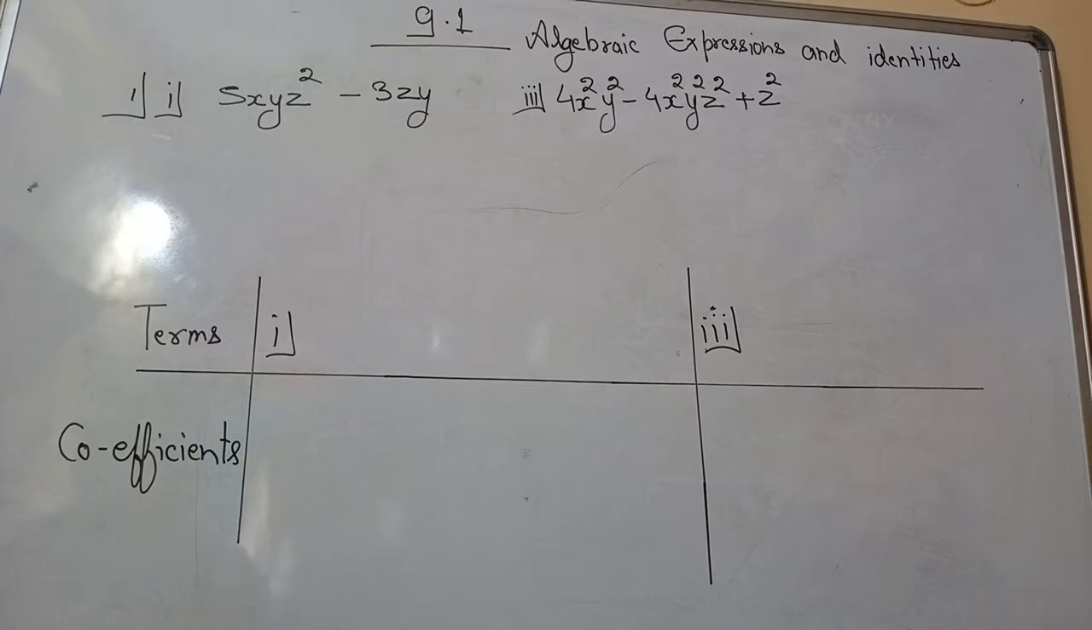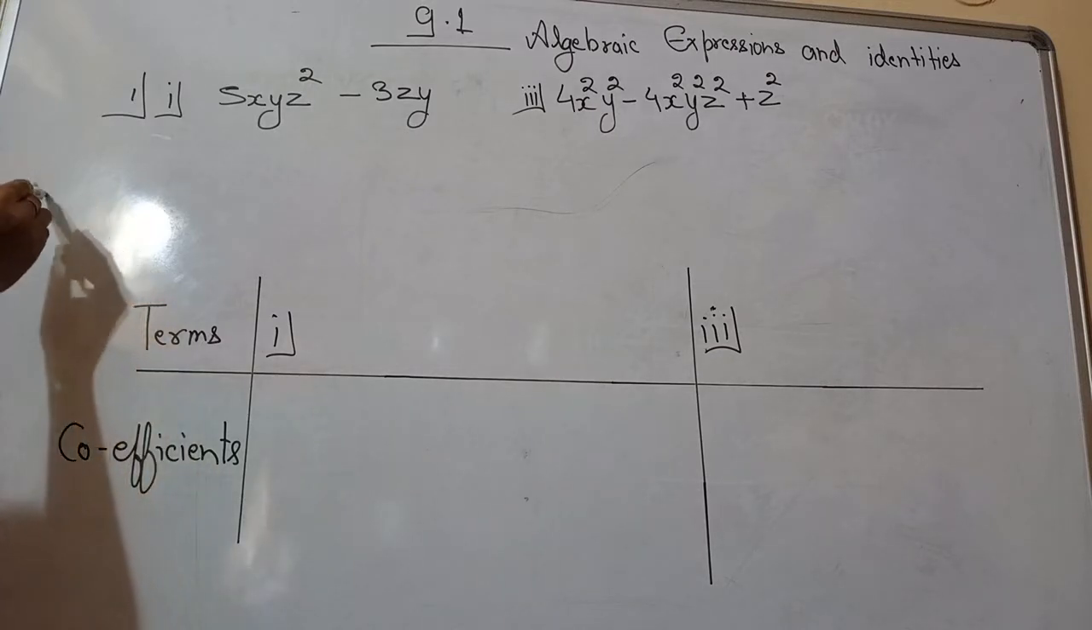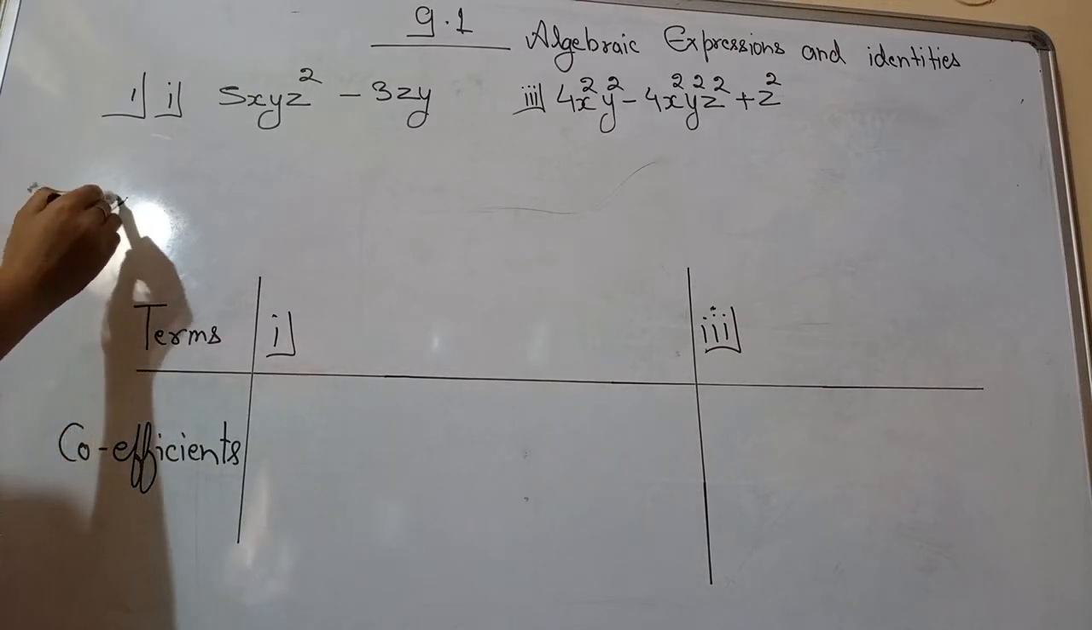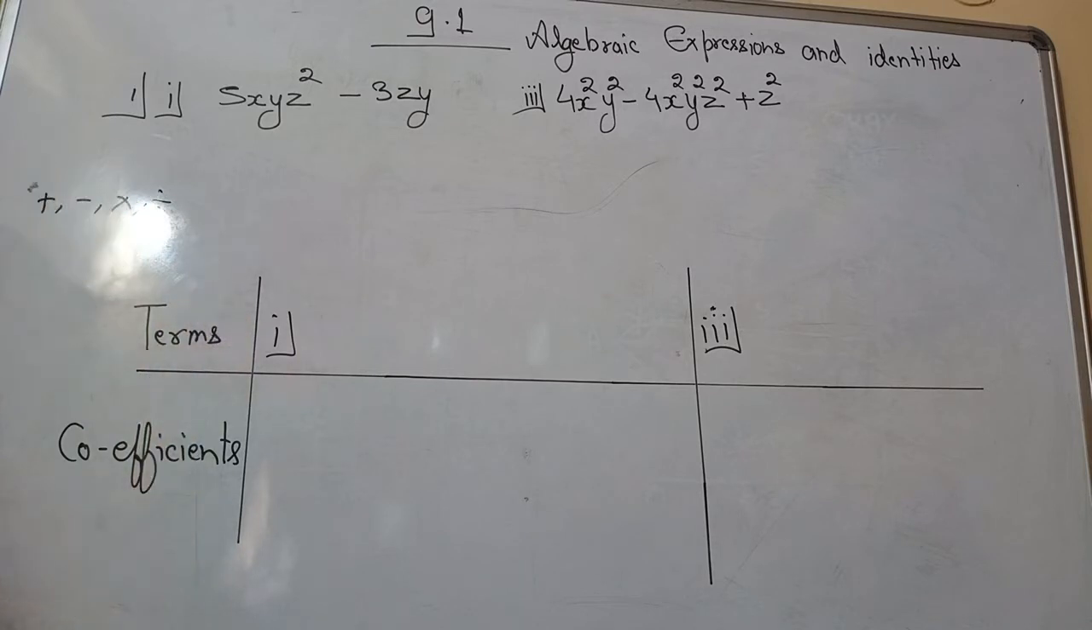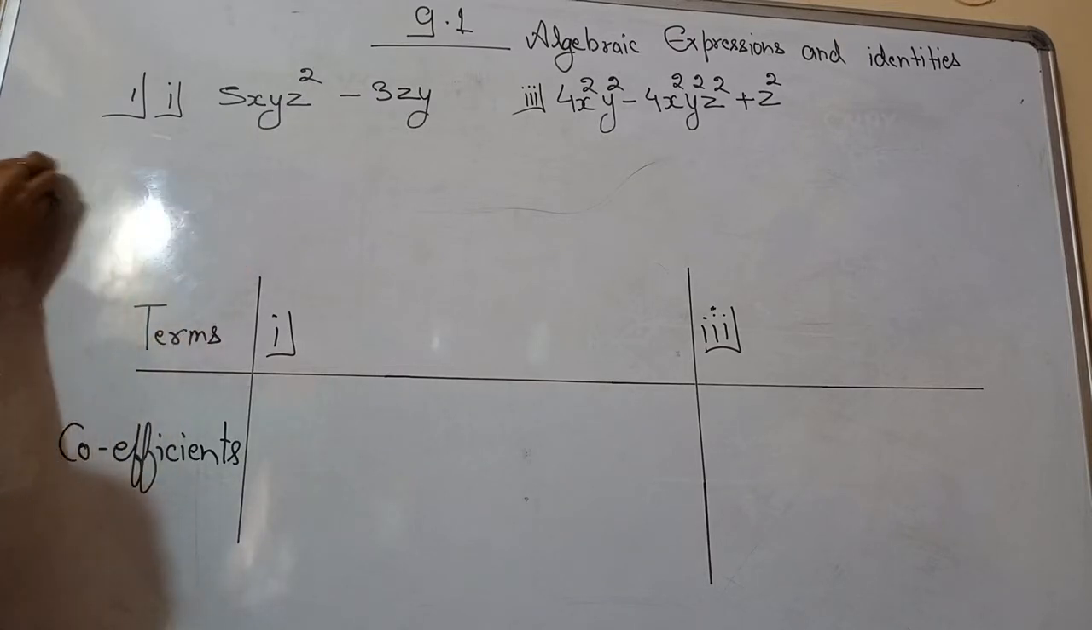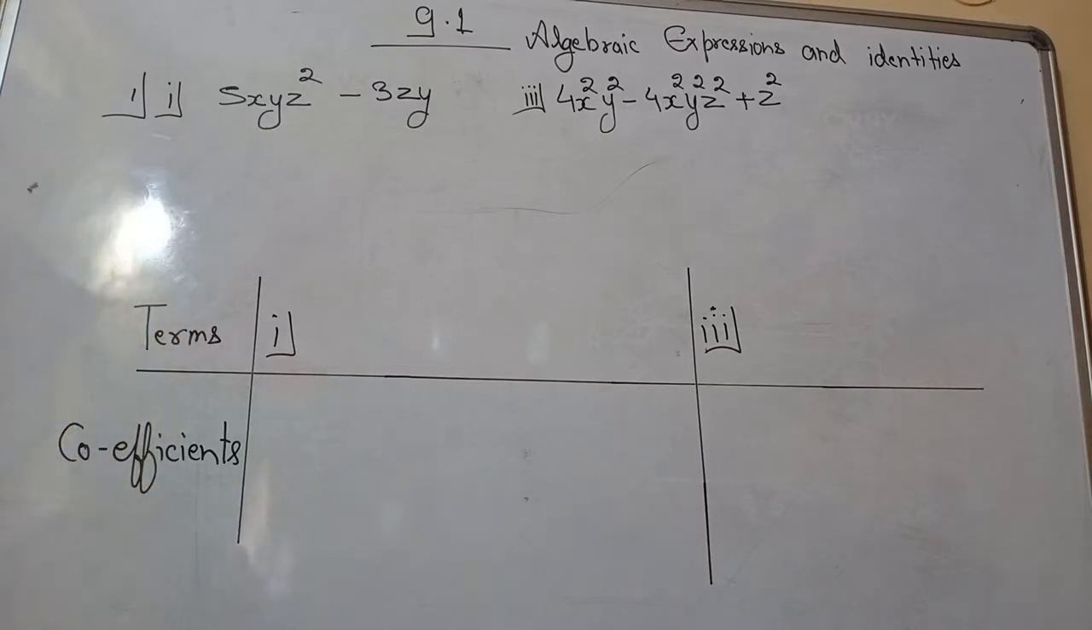The part which is divided by any sign. What are the signs here? Signs are plus, minus, multiply and divide. So we can say the parts of any expression which are divided by any arithmetic operation sign are called terms.